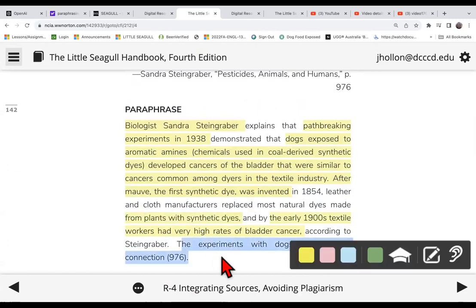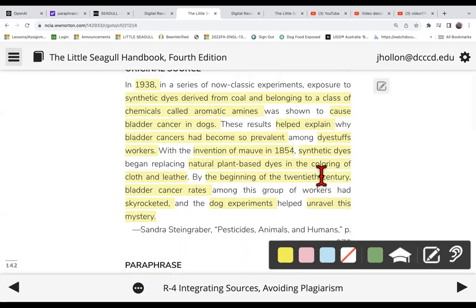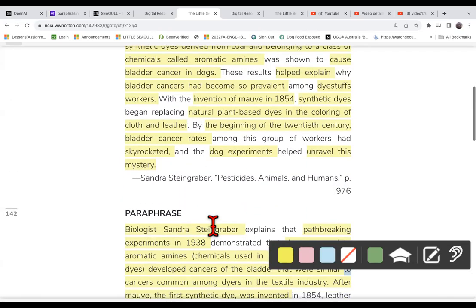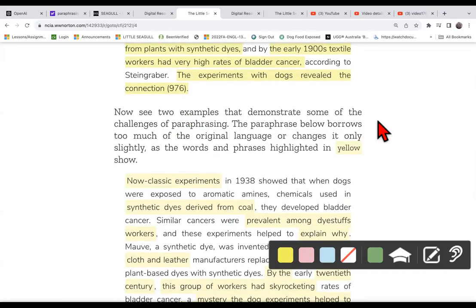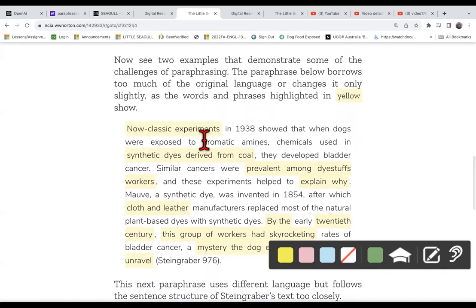And then this is very important here. So essentially it's saying the same, but the paraphrase did not use the same words. Okay, so go back and look and see what they did there. Now, see two examples that demonstrate some of the challenges of paraphrasing. See, I left a couple of things out myself. The paraphrase below borrows too much of the original language, or changes it only slightly, as the words in the paraphrase highlighted in yellow.